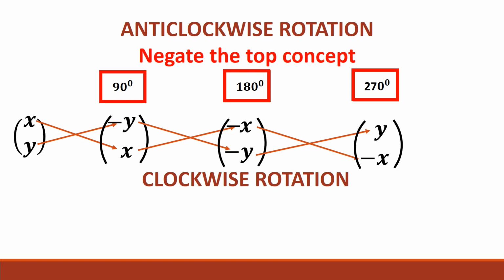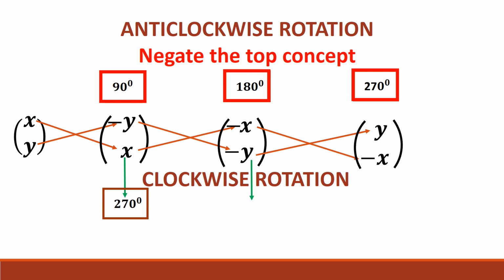What about the clockwise rotation? Remember, I stated earlier that the formula for 90 degrees anticlockwise rotation is the same as 270 degrees clockwise rotation. So the formula for 270 degrees clockwise rotation is also (negative y, x).